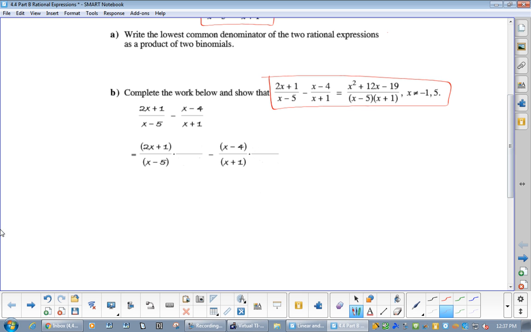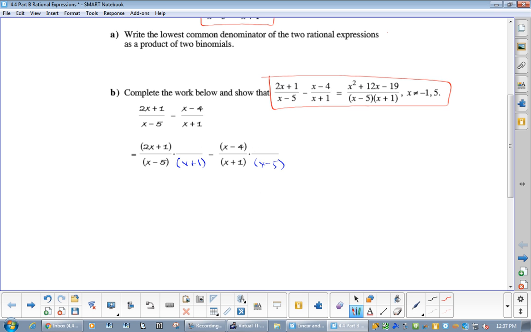Now, we are going to add or subtract these two. So we need a common denominator of x minus 5, x plus 1. And actually, this one's doing it x plus 1, x minus 5, but I just go x minus 5, x plus 1, x minus 5, x plus 1, right? Like I would do it the same.